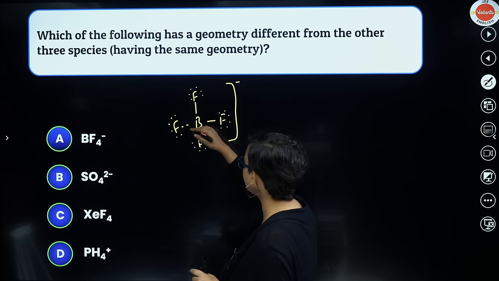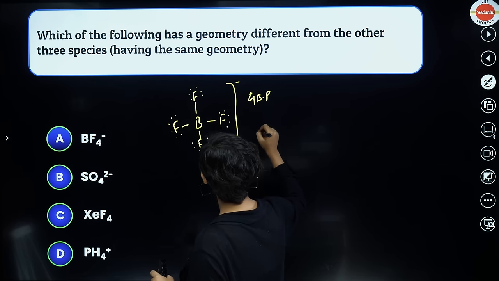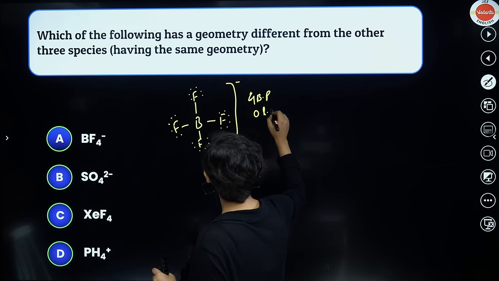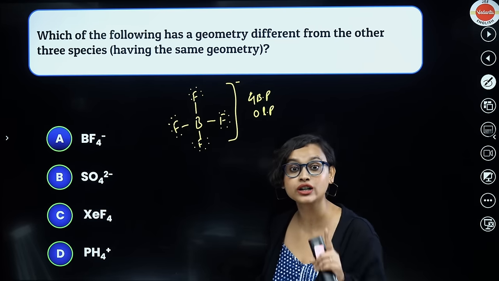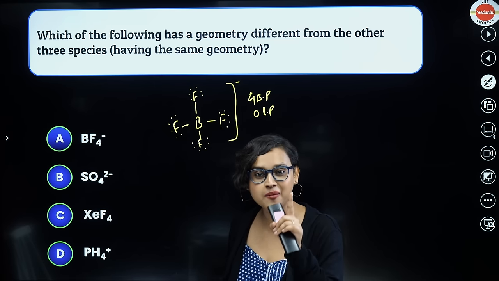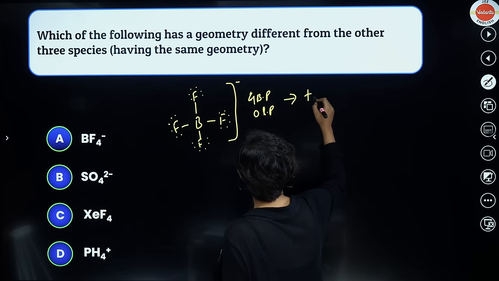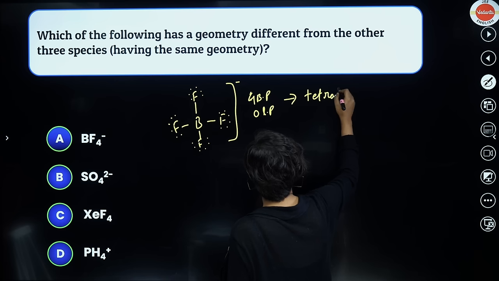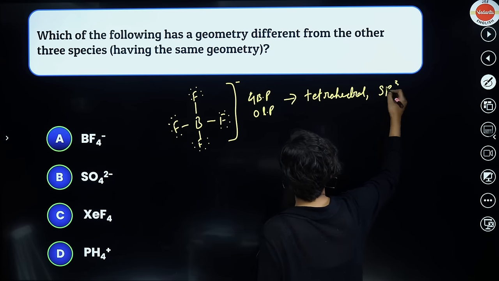Now, how many bond pairs do I have? I have 4 bond pairs, 0 lone pairs. 4 bond pairs means steric number 4. Steric number 4 is what? Tetrahedral. Steric number 4 is tetrahedral, sp3 hybridization. Got it? Tetrahedral, sp3 hybridization.